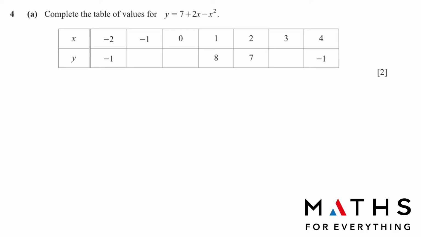Question number 4a. Complete the table of values for y is equal to 7 plus 2x minus x square. We just have to replace the x with -1 and 3, a very easy 2 mark. Just remember that when you're substituting, put the brackets correctly like this. And we will get 4. When we substitute 0, we will get 7. And we substitute 3, we are going to get 4.